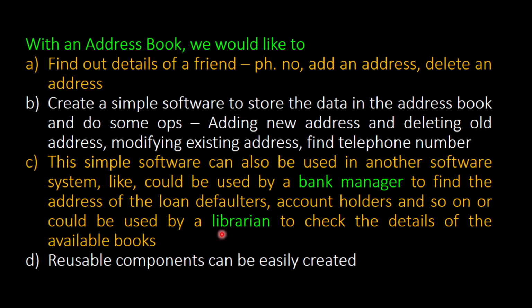In a similar manner, even this address book can be useful for a librarian. He can put in the details of the people who have borrowed books from his library, and he can also add books, the names of the books, and the ISBN numbers. If he wants to modify the details, say a person returns a book and takes another book, he can do a lot of additions to it and so on. So the advantage of an activity like this is that we can create components which are reusable in nature.